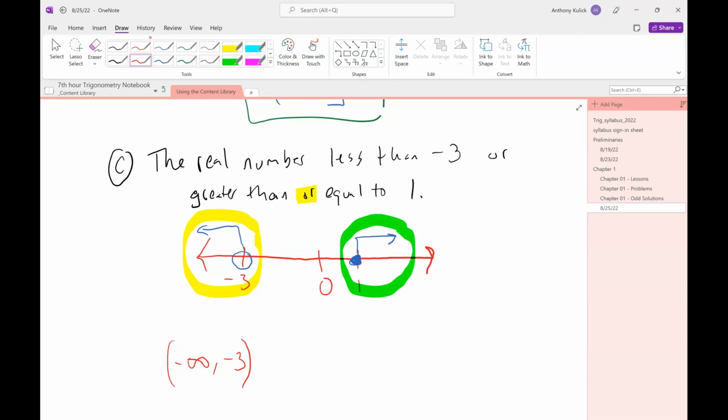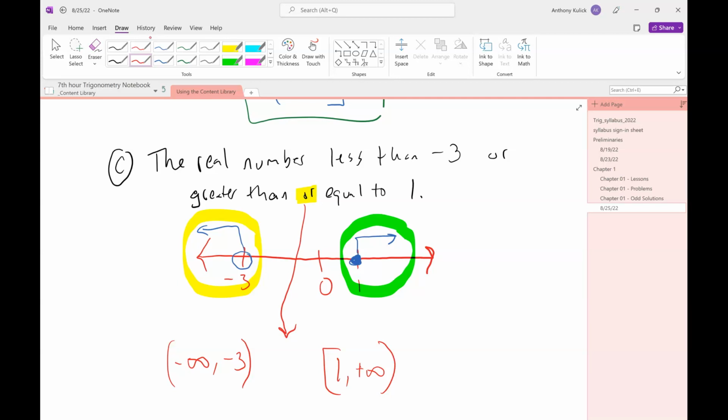For the green interval, what's my lower bound? 1. And my upper bound? Positive infinity. Does the 1 get a bracket or parenthesis? Bracket. Does the infinity get a bracket or parenthesis? Parenthesis. Everybody's okay? Now there's one more symbol here that we need because of the "or."